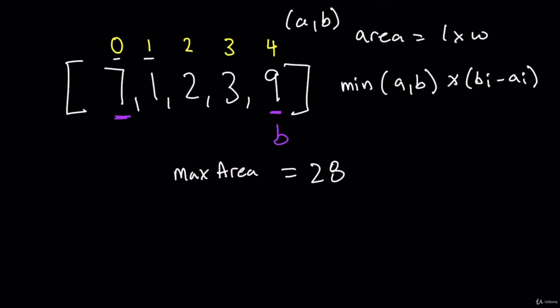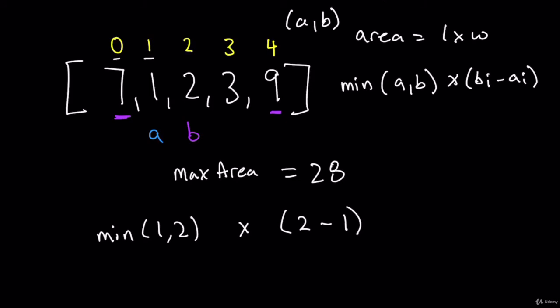Now at this point, we have to shift A forward, and we have to move B back to the first rightmost value of A. So in this case, it's 2. And then we do our calculation again. So here we're going to plug these numbers back in. We're going to get the minimum between 1 and 2. And we're going to multiply it by B index minus A index. So the minimum between 1 and 2 is 1. 2 minus 1 is 1. So 1 times 1 is 1. And we're going to compare it against our current max area. Is 28 greater or is 1 greater? 28 is greater, so no changes happen.